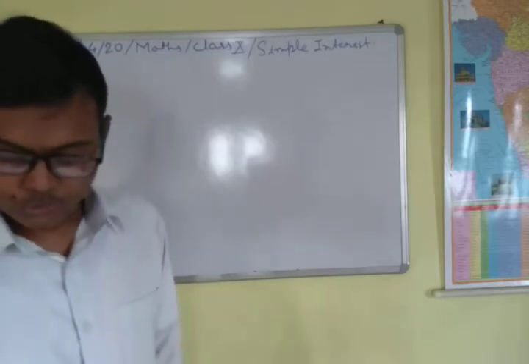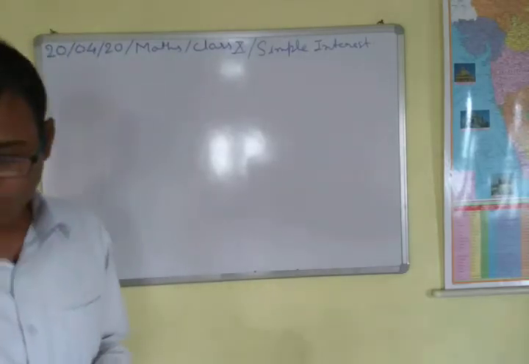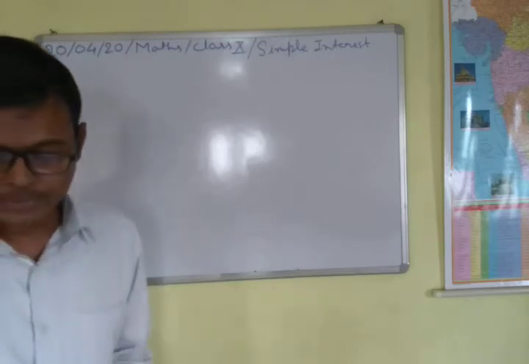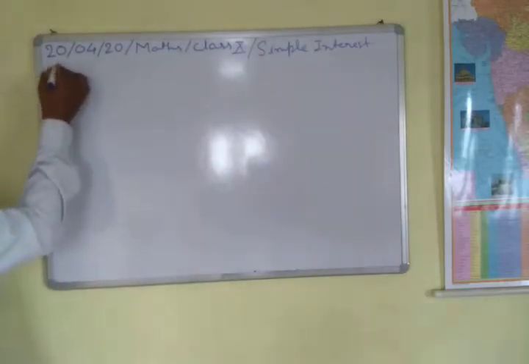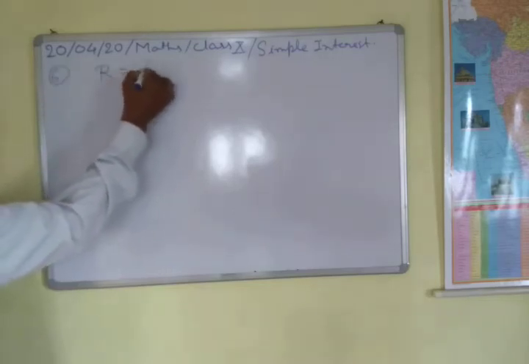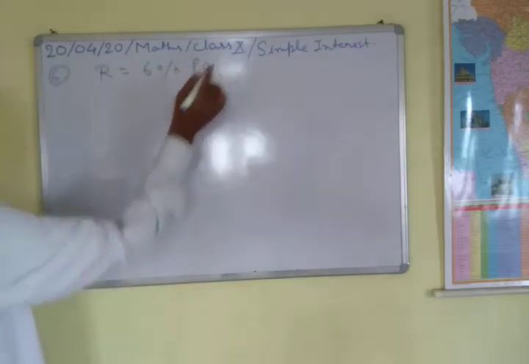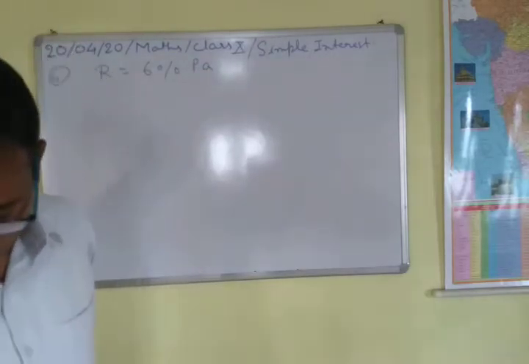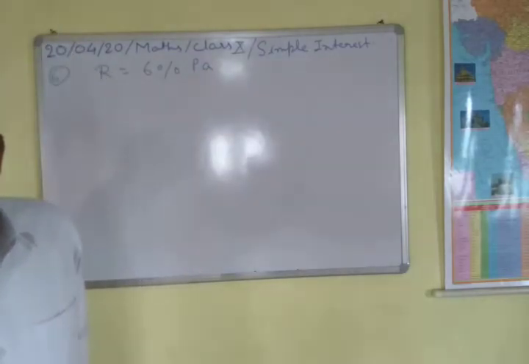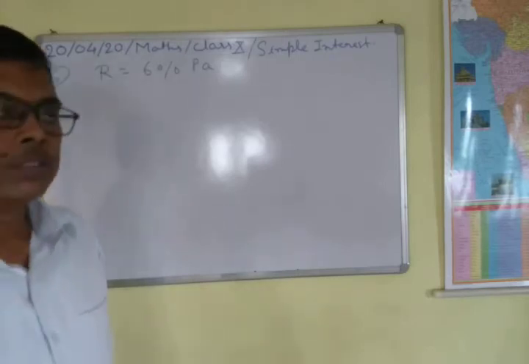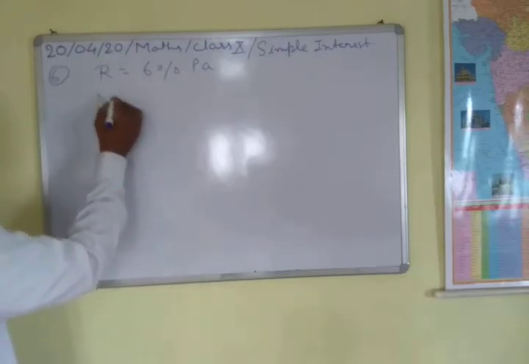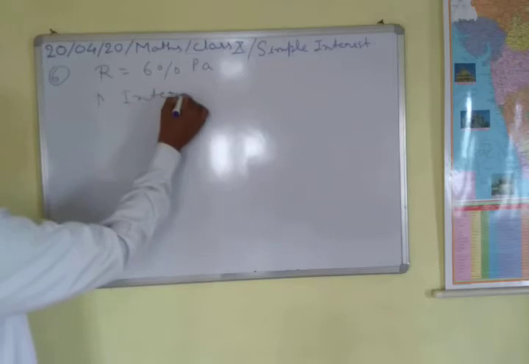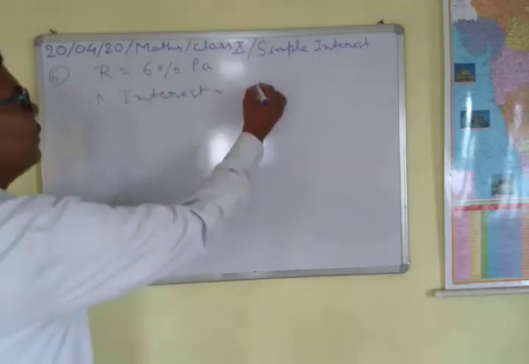Here Gautam took a loan of some money from a cooperative bank for opening a poultry farm at the rate of simple interest 12% per annum. So here the rate of simple interest is, I will write the question number 6. The rate of simple interest is 6% here per annum, and every month he has to repay 378 rupees as the interest. That is the interest. Interest is equal to 378 rupees.